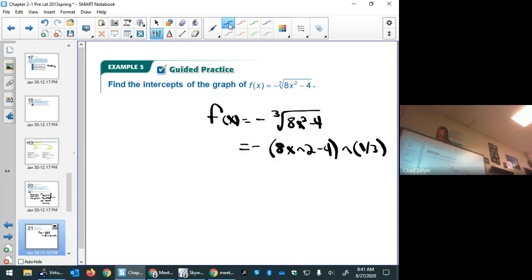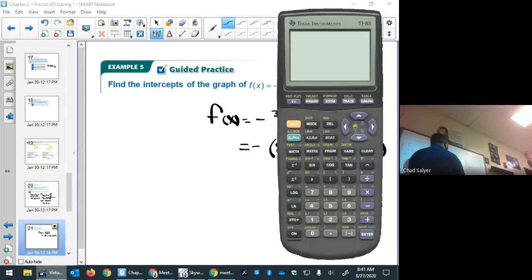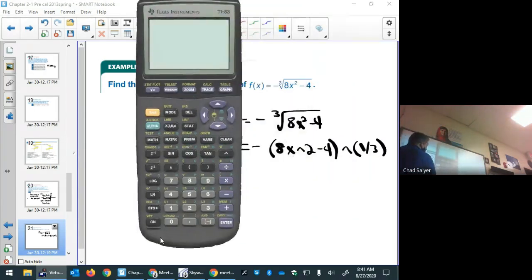Okay, so you'll notice these don't occur at integers, and it's a little tricky to see where they are. You'll have to use some calculator tricks to give a good approximation. Let me show you what those calculator tricks are in case you didn't figure them out on your own. So we'll punch in negative, and then in parentheses, 8x squared minus 4. Then outside the parentheses, I'm going to put the power symbol, and then another open parentheses, 1/3. So that's equivalent to this expression.